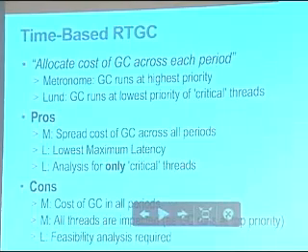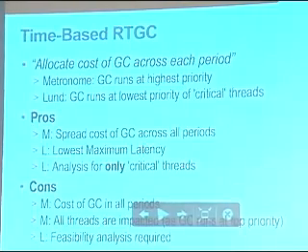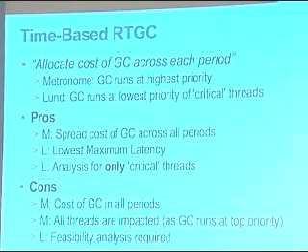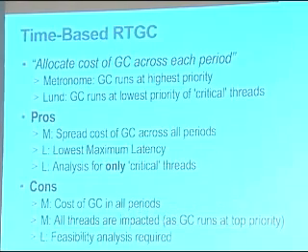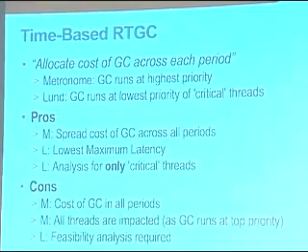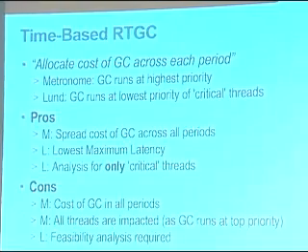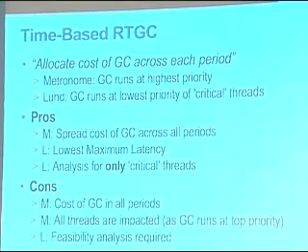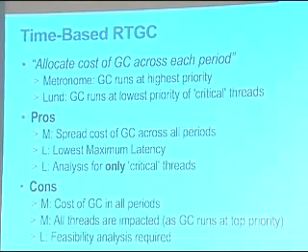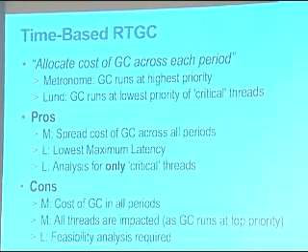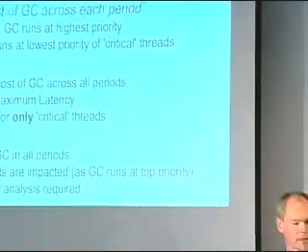Time-based real-time GC is a separate garbage collection thread that executes on some sort of periodic schedule. And there are two main types. There's the Metronome collector, which comes from IBM Research Labs, and the Lund collector, which comes from the University of Lund in Sweden. And they take exactly the opposite approaches to doing this. It's an interesting part of the real-time GC world.